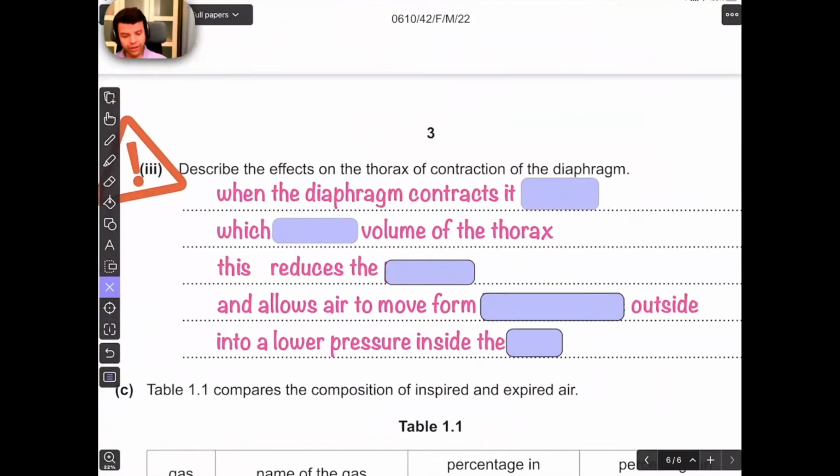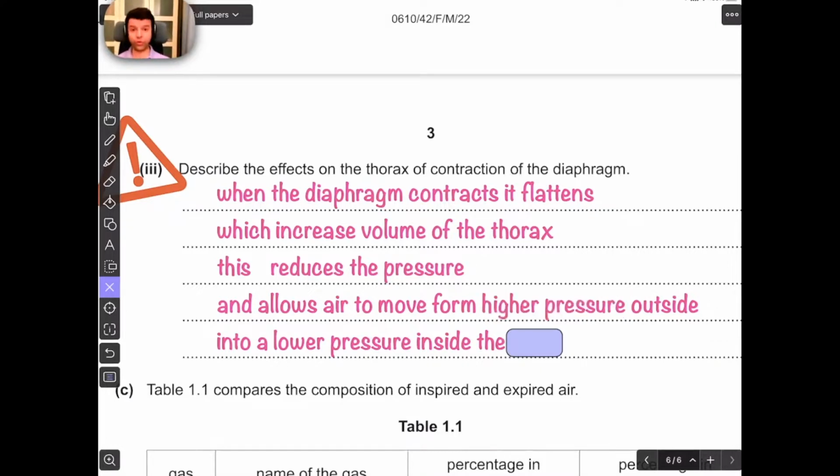So first of all, the diaphragm flattens as it contracts, and then the volume increases. Every time volume increases, what happens to the pressure? Pressure decreases, right? And as the pressure decreases, you know what's going to happen? That makes the pressure inside your chest lower than the pressure on the outside, okay? And that would drive the air inside our lungs, all right?